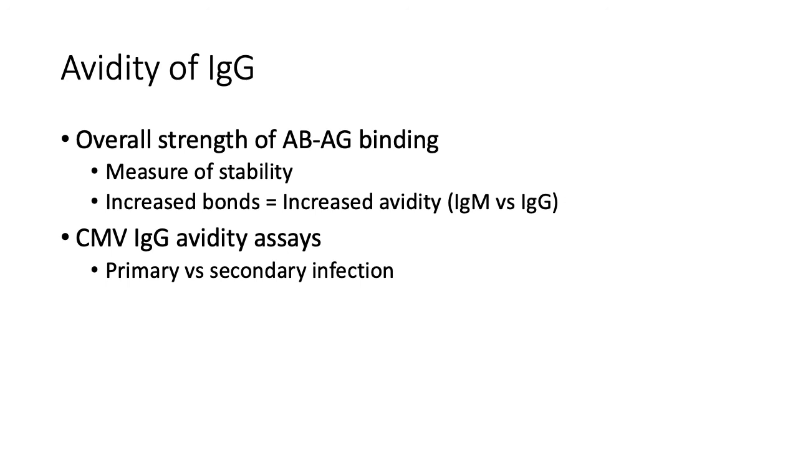If you recall back from the first lectures of this term, avidity is the overall strength of the antigen-antibody binding reaction and is therefore a measure of stability. IgM by itself is not diagnostic for primary CMV infection due to potential for IgM to be present in reactivation or to linger. Primary infection is IgM present along with IgG antibodies of low avidity, whereas secondary infection, IgM may be present along with IgG antibodies of high avidity.